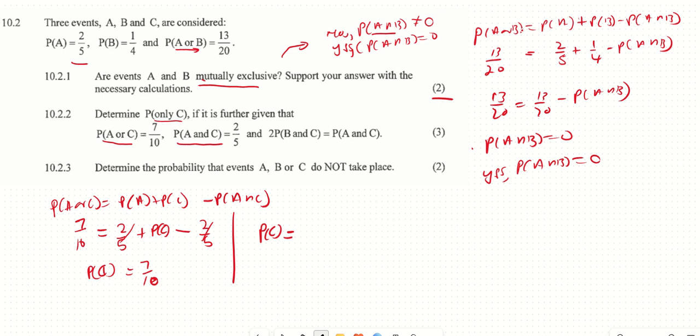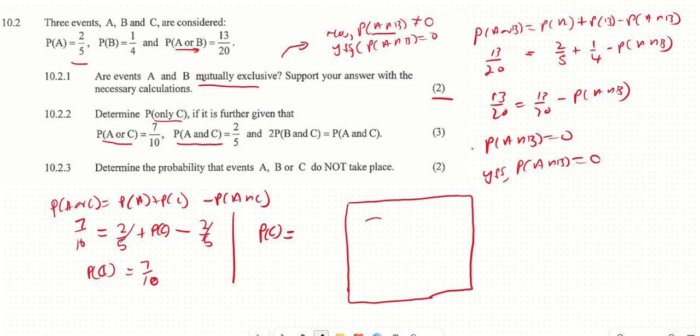Everywhere where we find C. So the best way to do this, I want to draw the Venn diagram to show us exactly what we are dealing with here, so that you can see what we are dealing with. Now, remember that the intersection of A and B is 0, but the intersection of B and C is not 0, because it's 2 times A and C.